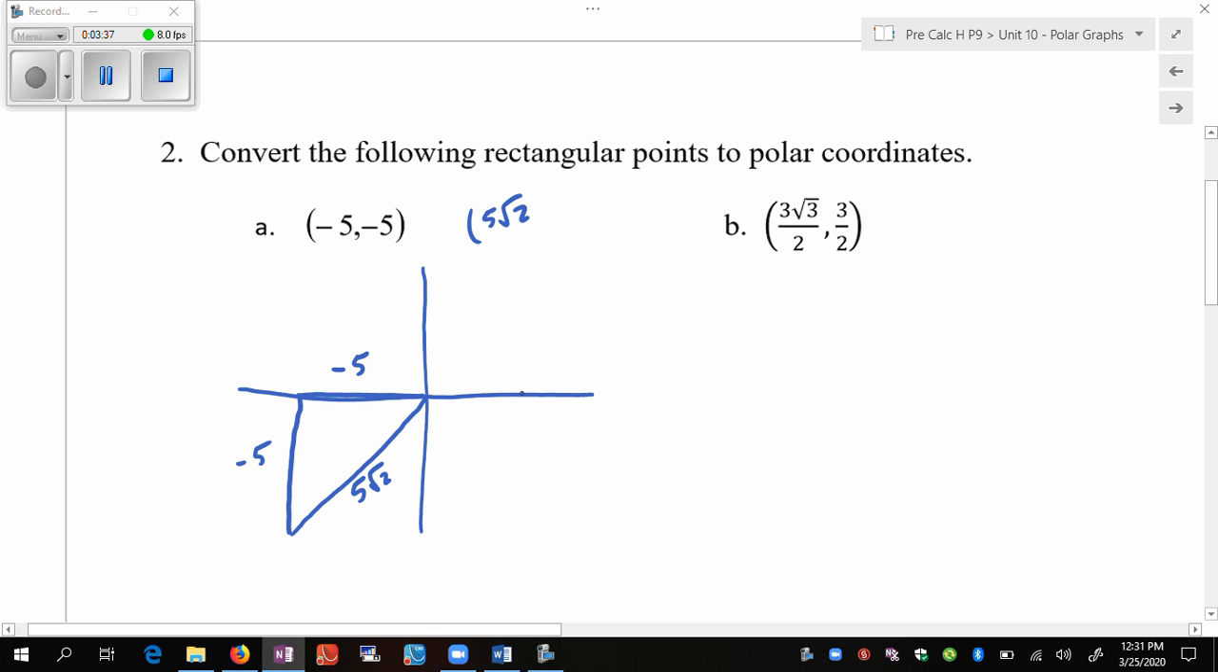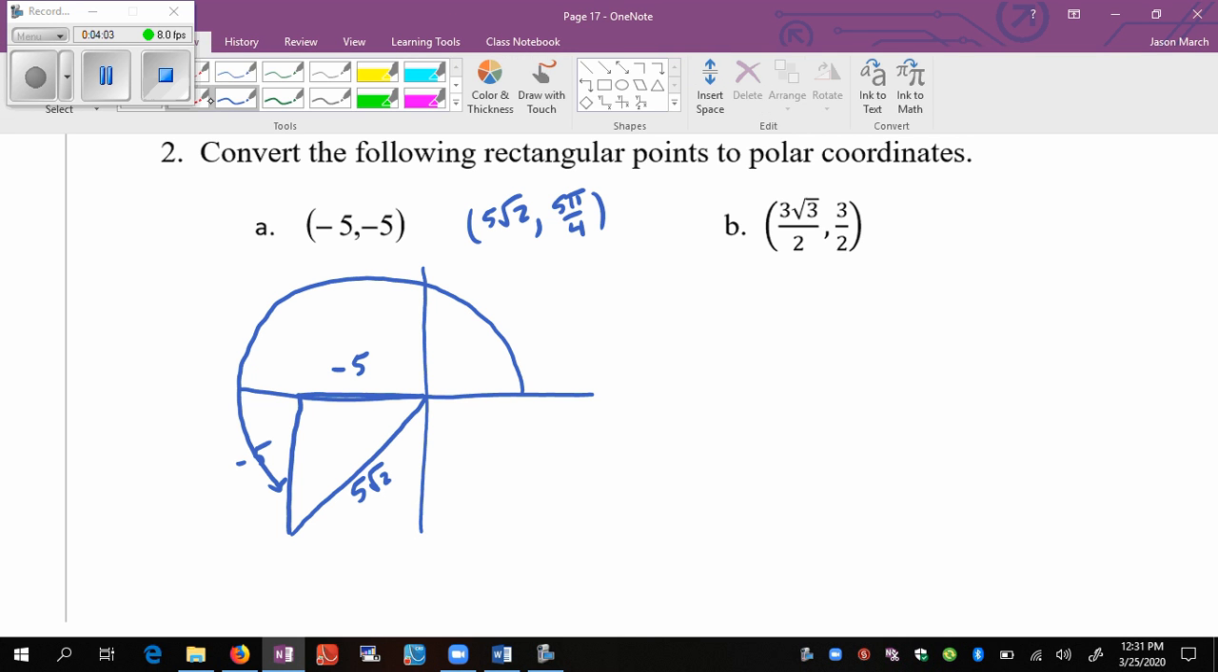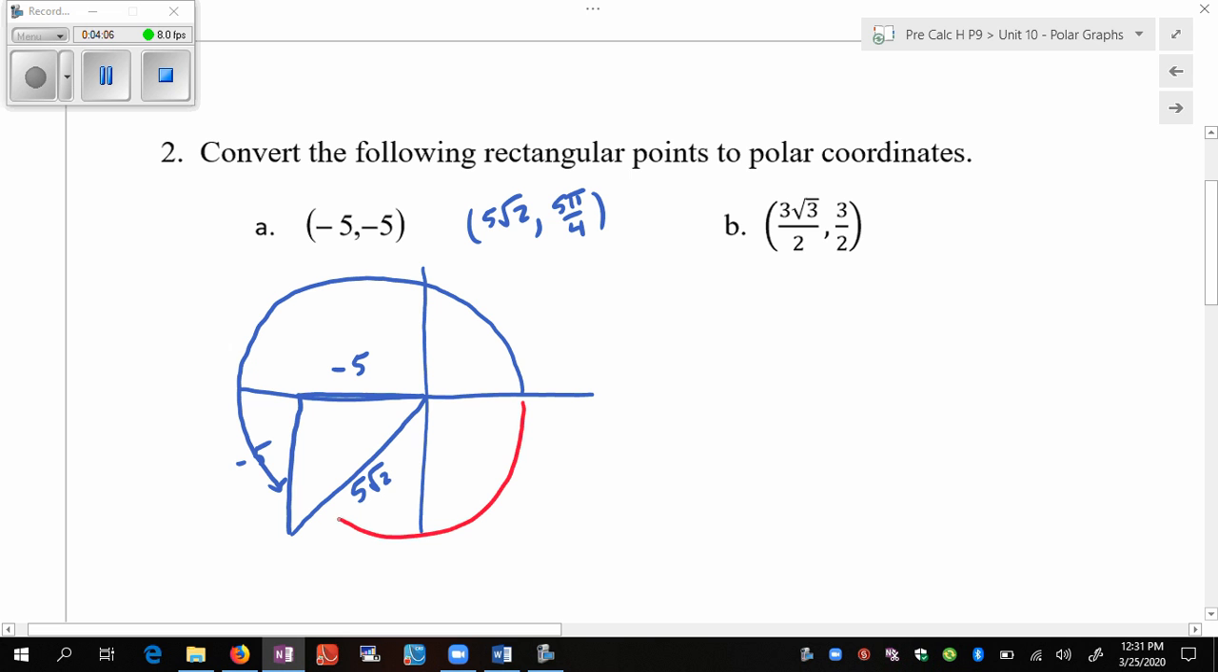And then theta, here's the unique thing about polar coordinates. There's more than one answer. Did I rotate counterclockwise? If so, then my answer would be 5 radical 2 comma 5 pi over 4. But I also could have rotated clockwise. And I could have had an answer rotating this way. And I could say 5 radical 2 with a negative rotation of 3 pi over 4.